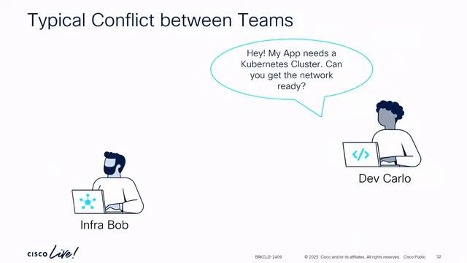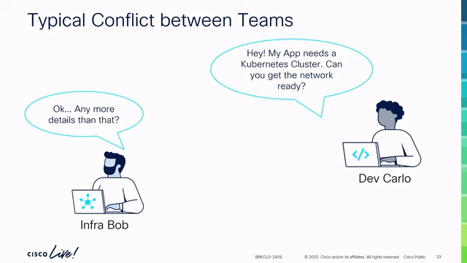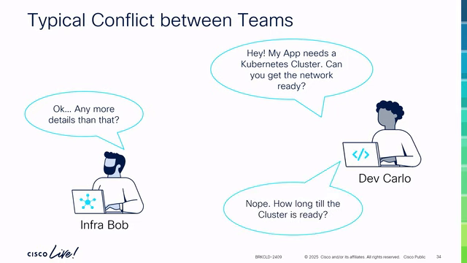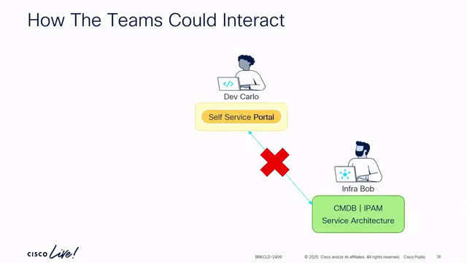So the conversation is normally something like this, right? I don't know if this sounds familiar to any of you, but again, it's like, hey, I want my app, give me a Kubernetes cluster, please. Can you get the network ready? Okay, any more details? Nope, and how long till we get this running? This is not working at all. The main point for us here is to try to fix this or help as much as possible. This link is completely broken normally, or these people could be happier at least, which is the goal.